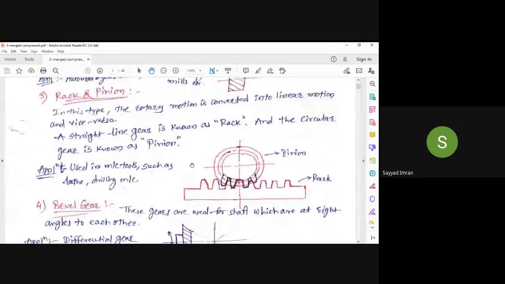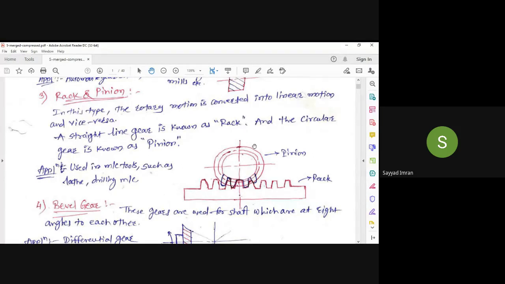Next one is rack and pinion. Here is the figure. You can find one horizontal strip having teeth on its periphery, correct? And another one is a circular disc, which also has teeth on its periphery. This horizontal strip is known as the rack, and the circular disc is known as the pinion. In this type, rotary motion is converted into linear motion and vice versa.